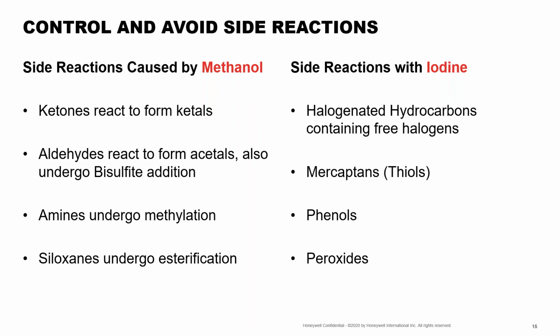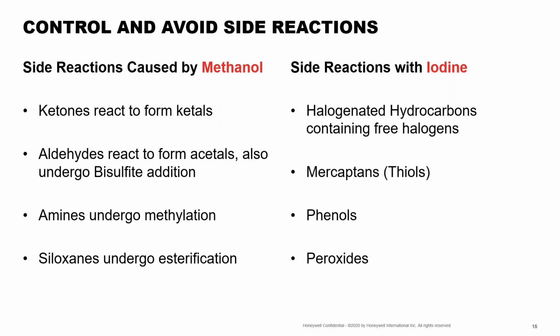So again, two major categories here that are concerning. The first is samples that undergo side reactions with methanol. The major categories that we see here are ketones and aldehydes. These will react to form ketals and acetals, respectively, but aldehydes have a much stronger reaction. They'll also undergo the bisulfite addition reaction in addition to the acetal formation. We also want to be careful with amines as well as siloxanes. Amines will undergo methylation, while siloxanes will undergo esterification in the presence of methanol.